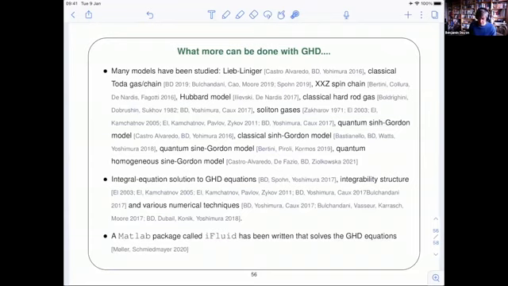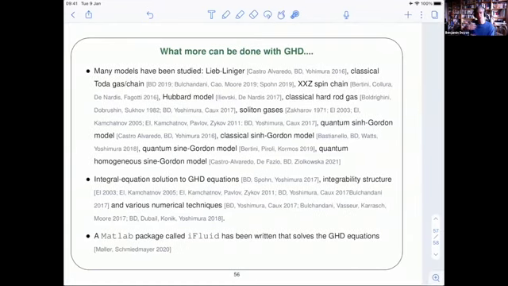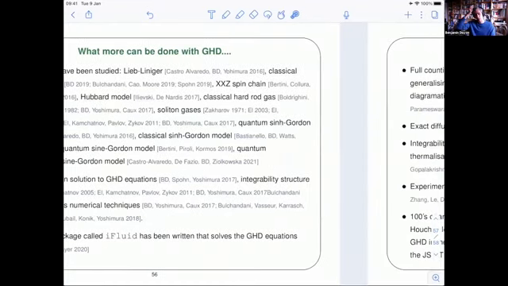There's a lot of structure in this GHD equation. There's actually an integral equation solution to the GHD equation itself. There's a solution by characteristics to the GHD equation, in fact, that you can write down. There's some integrability structure that's been worked out by people, especially in the context of soliton gases. There's various numerical techniques. There's also a MATLAB package that has been written to solve the GHD equation, including the soliton gas equation, by the way. It's very conveniently written, where you can solve this equation quite efficiently.